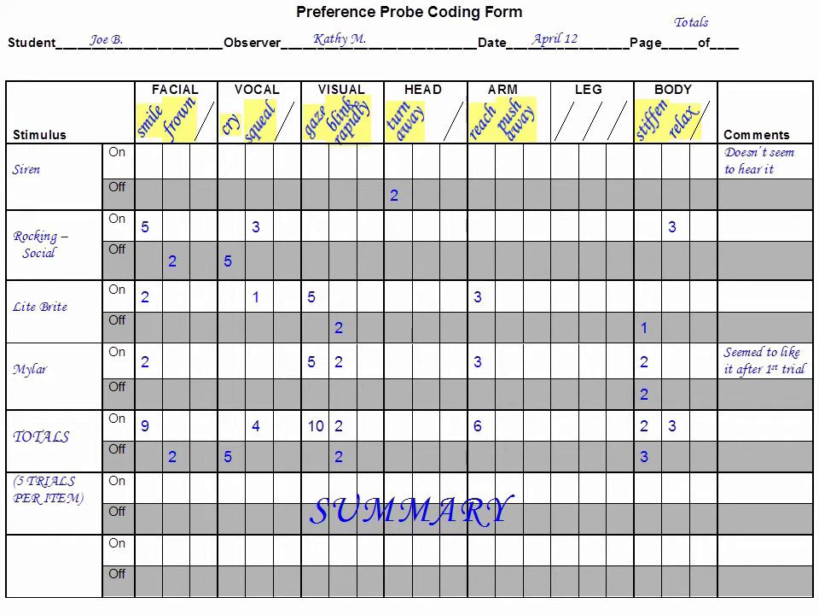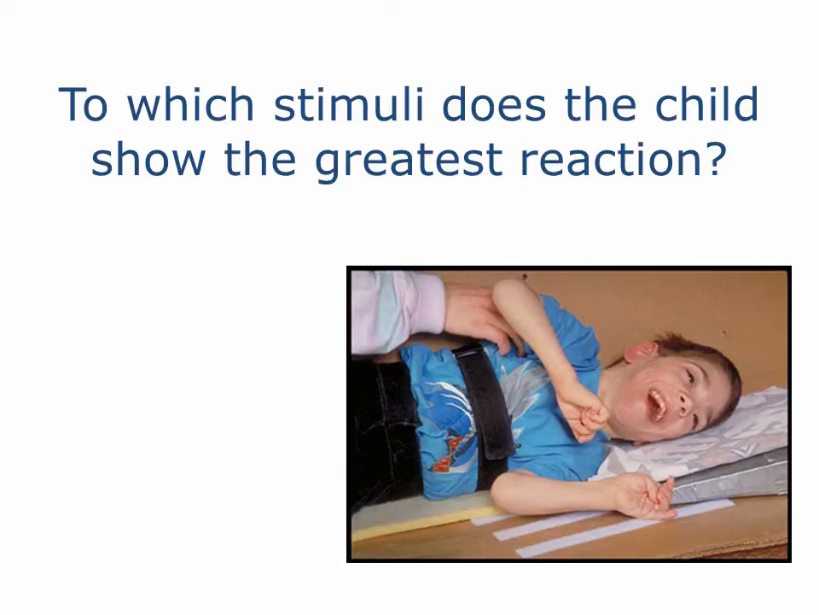The major questions that you will try to answer by examining the data are these. To which stimuli does the child show the greatest reaction overall? Calculate which stimuli are associated with the greatest number of behaviors across on and off conditions, summing together the trials for each of the same stimulus.